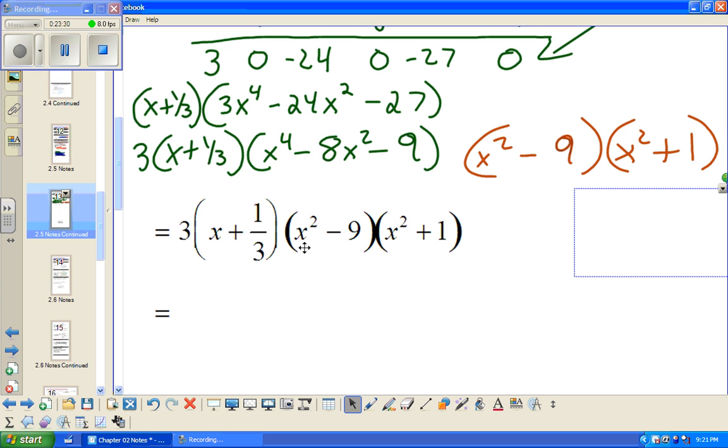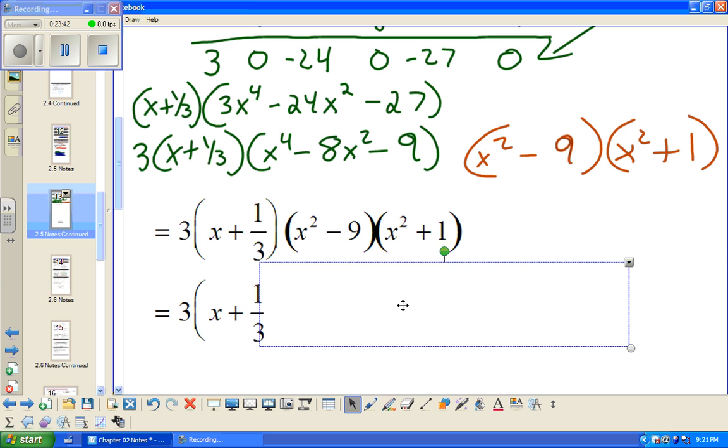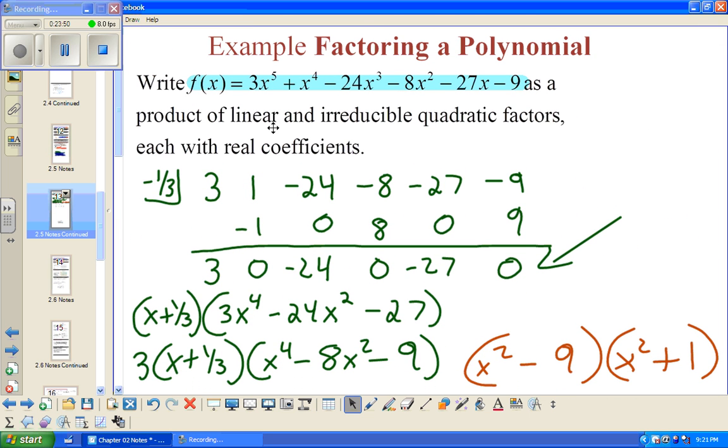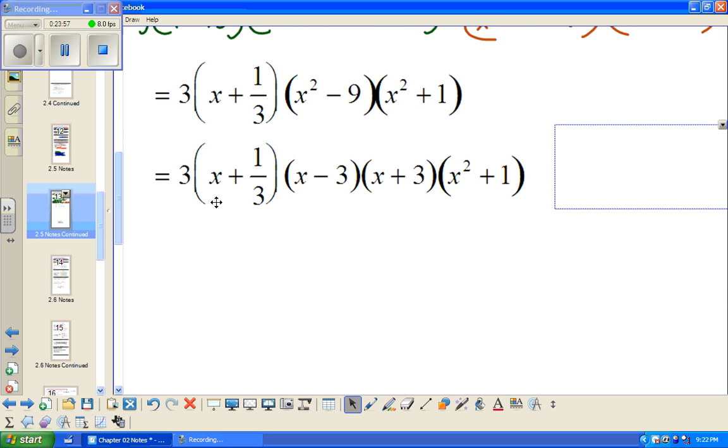Now once you do that, there's one of these quadratics you can factor down again. Obviously, it's the x squared minus 9. That can be rewritten as x minus 3 times x plus 3. There we've simplified down what we had in the way that we were requested, a product of linear and irreducible quadratic factors. These three here are linear factors. This is an irreducible quadratic.